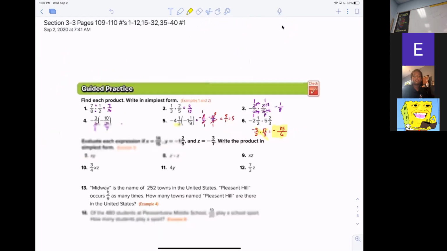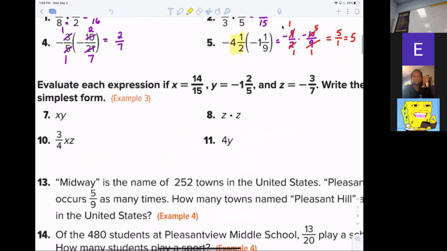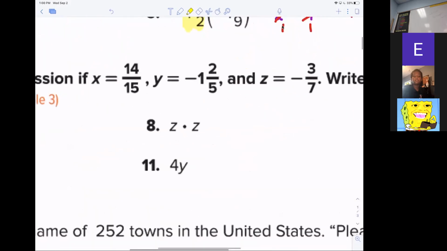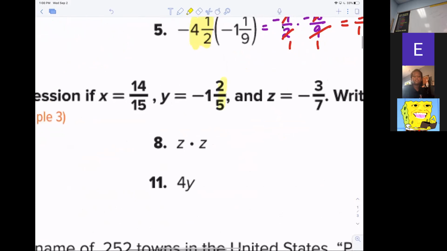All right. Now let's look at number 7. I want everybody to look at y up here. I don't like that. What should I make that? Improper. Yes. So y equals 7 over 5. What type of 7? Negative. Yes. I want everybody to rewrite that as negative 7 over 5. There's no reason to keep doing it over and over. So why don't you go ahead and just do the next problem, number 7.